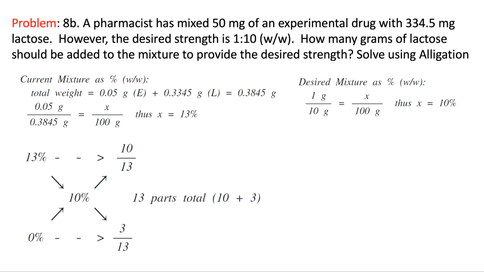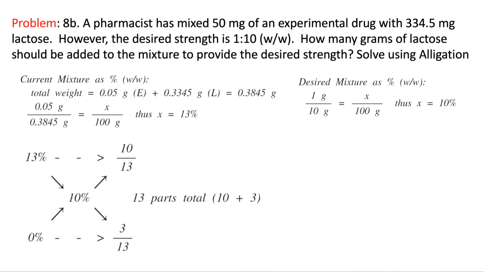Now, following the alligation method, we'll start on the top left with the 13%, follow the arrows down diagonally to the lower right, and cross-subtract. So 13 minus 10 is 3. So essentially, I need 3 parts of the 0%. Doing the same thing, starting with the 0%, following the arrows diagonally up to the upper right, again we'll cross-subtract, so 10 minus 0 is 10. So that says I need 10 parts to be my 13%.